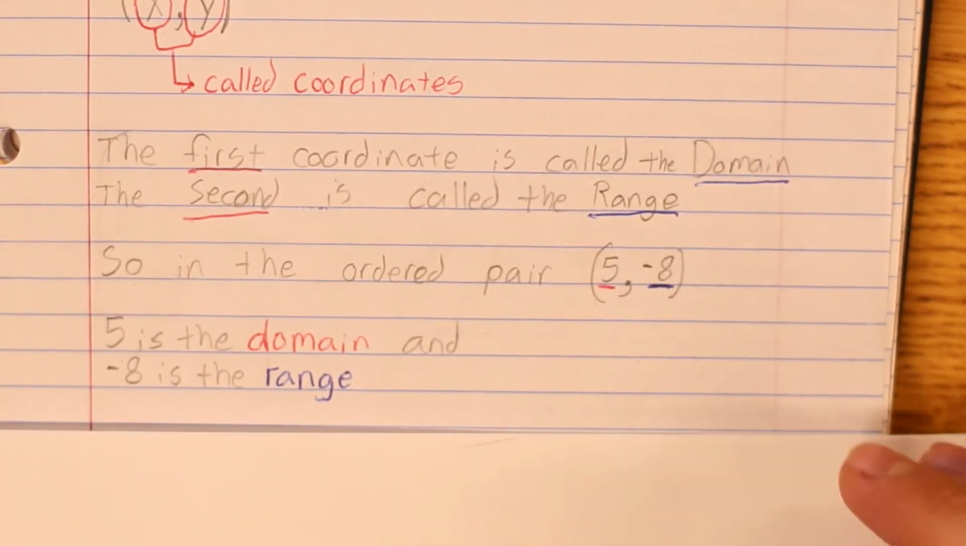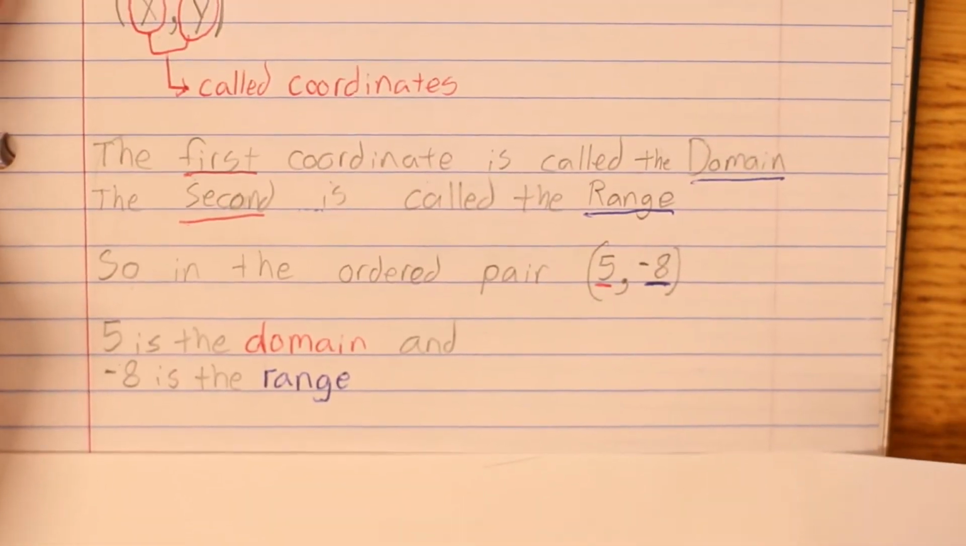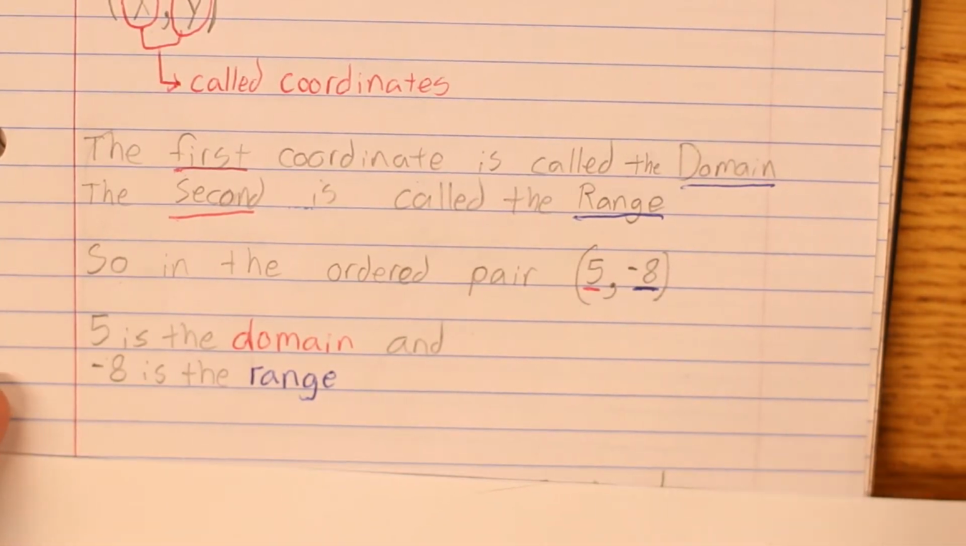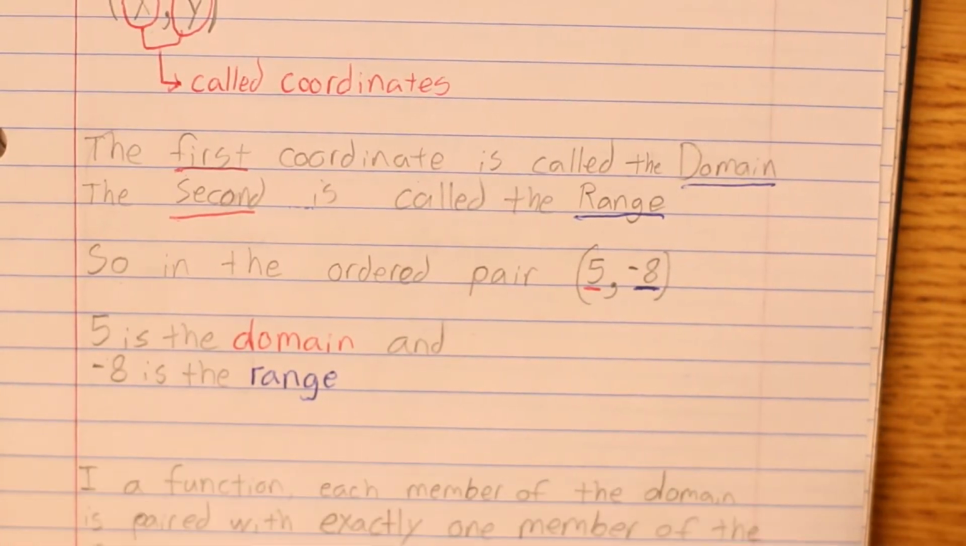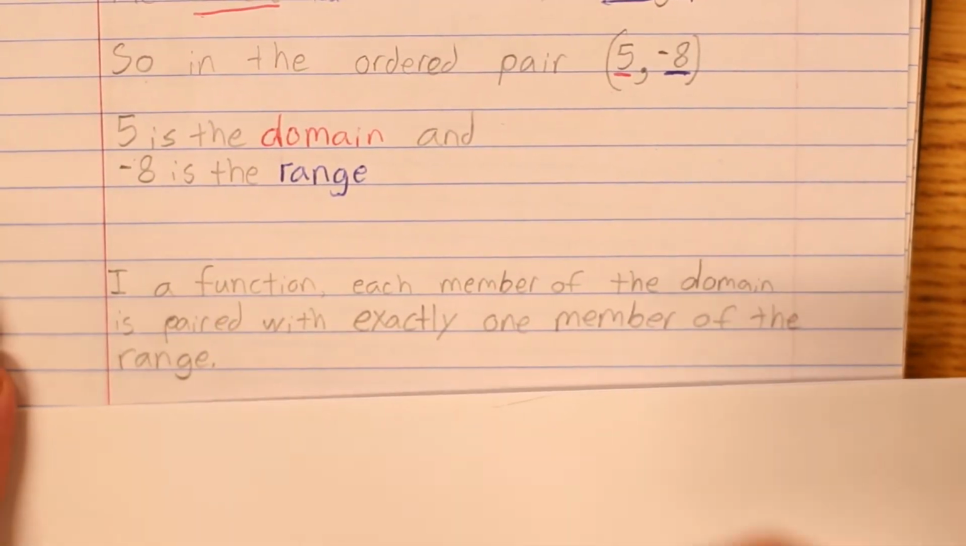So we did that. A relation is a set of ordered pairs, basically like a group. It would be like if I had a bunch of things like this, and we'll see an example in just a minute of what a relation is. The last thing to do is to define a function.